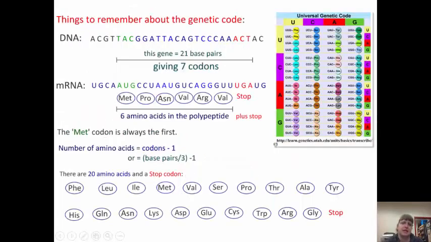Other things to remember about the DNA is that in this particular example, our gene would give us 21 base pairs, but this would only give us 7 codons. And when we're making our polypeptide, this would only give us 6 amino acids. Another thing to remember, as previously stated, is that methionine is always the first amino acid, so your first codon is always AUG. The ratio of amino acids to codons is 1, and for base pairs, there are 3 base pairs to every amino acid.